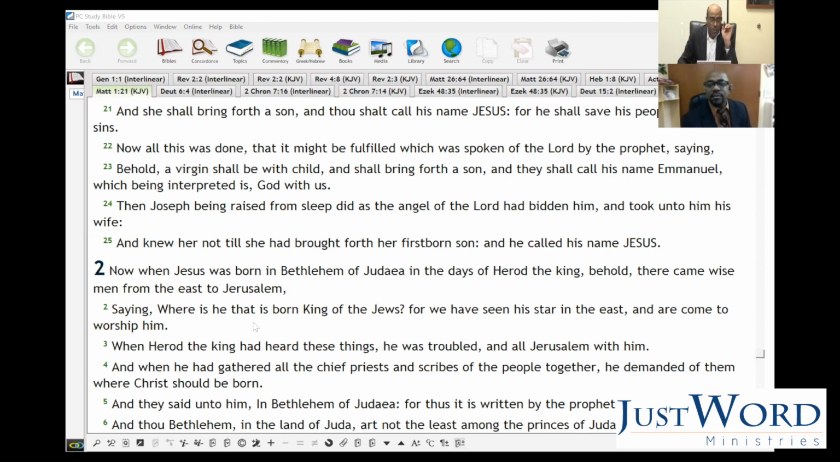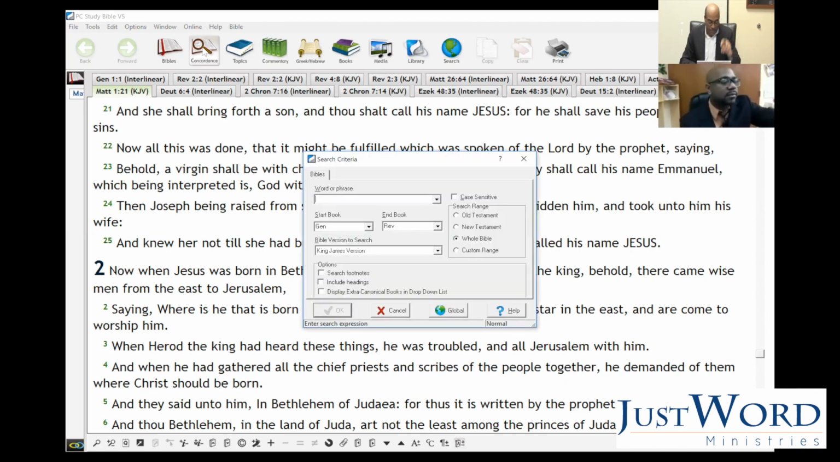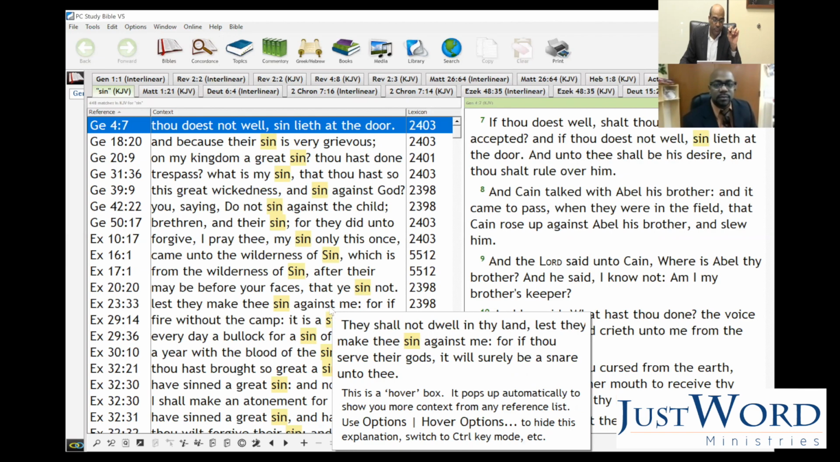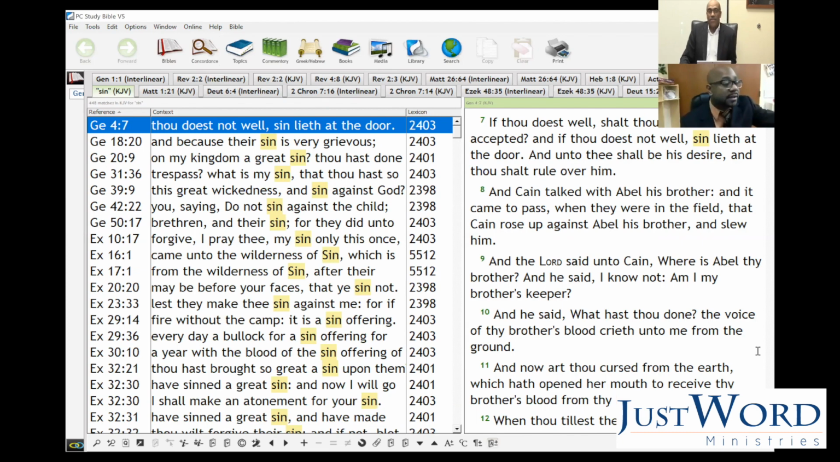Now, when we look at sin, and this is why Jesus came, and we're going to show you how his name even does this. But the first thing I want you to do, I want you to go to the first use of sin. The way I'm going to find it is I'm going to use my tool, type sin in PC Study Bible, like you can do in Blue Letter Bible, and I'm going to search for the word sin. The first time sin is used, Terry, is where? Genesis 4, verse 7. Genesis 4, 7.